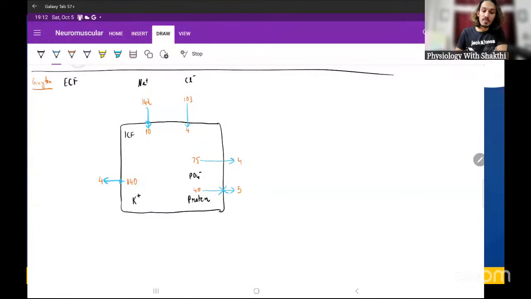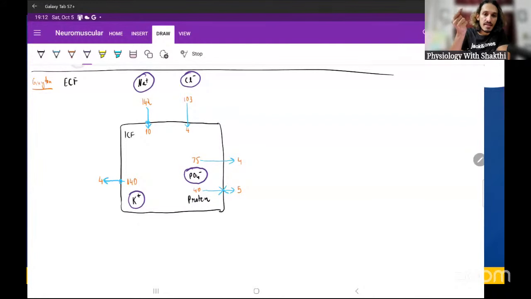So the major extracellular cation is sodium. Major extracellular anion is chloride. The major intracellular cation is potassium. Major intracellular anion is actually miscellaneous phosphate.